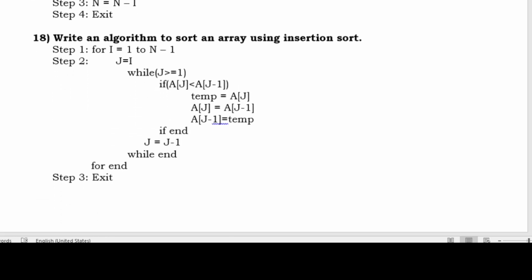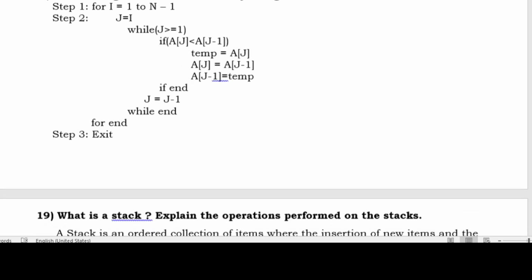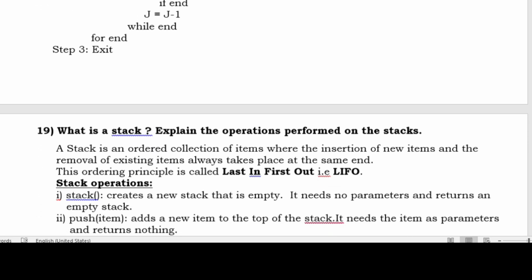Insertion sort. This is again for 5 marks. Only step 2 is the major step, which can be learnt very easily. This is insertion sort, which could be asked for 5 marks. Then again some theory based questions with respect to arrays. Arrays is done. So now we can go with stacks, queues and linked list.